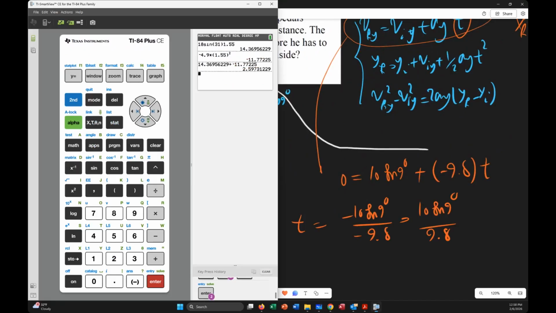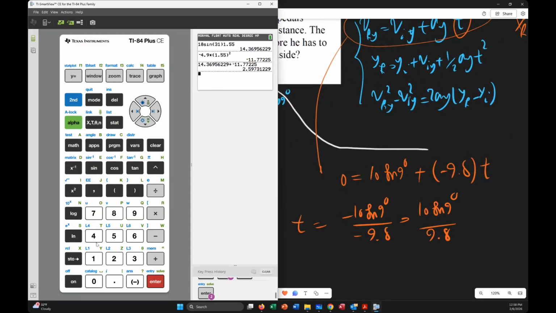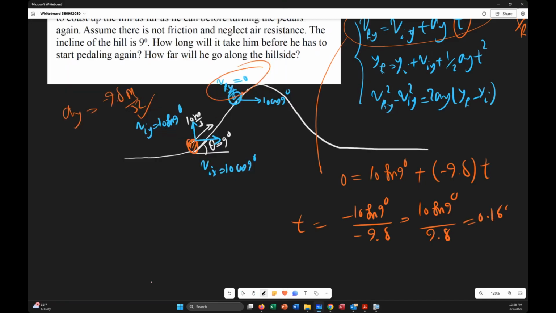So let's just do this calculation. 10 sine of 9 divided by 9.8. How much time? 0.16 seconds.